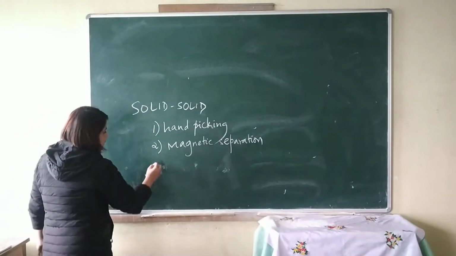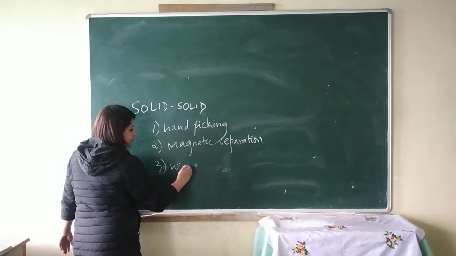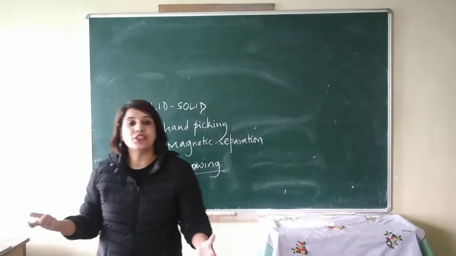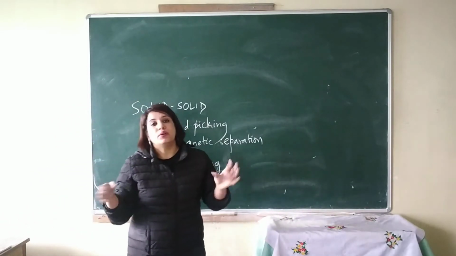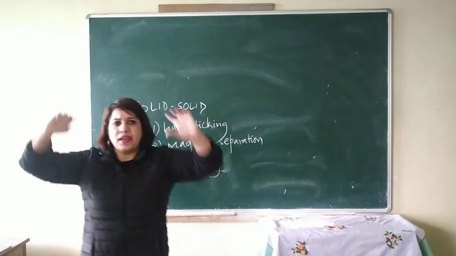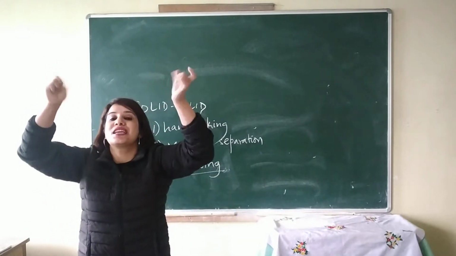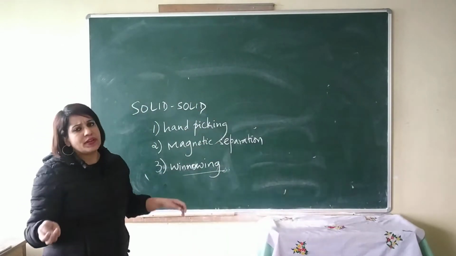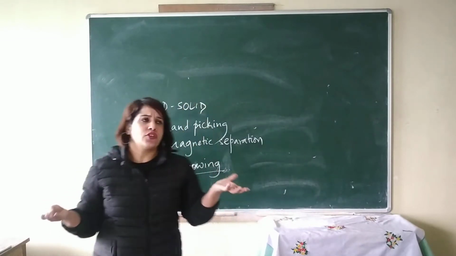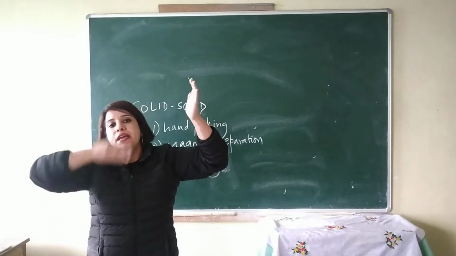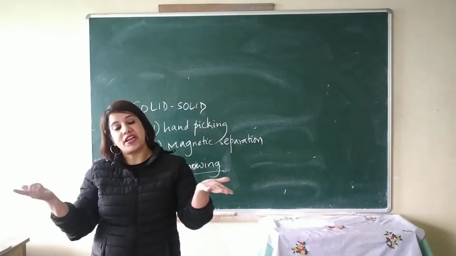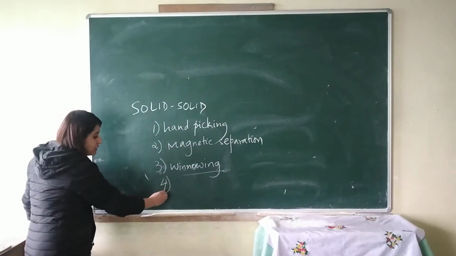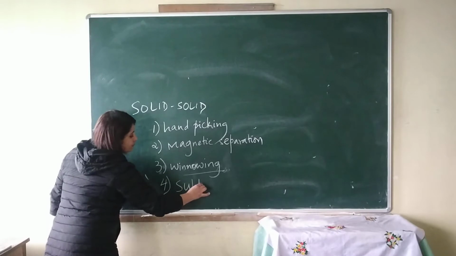Then the next one is winnowing. You all must have learned this in geography and agriculture. After the paddy is picked up and left for drying, the farmers separate the husk and the grain by winnowing. This method is used for separating lighter and heavier solid particles. All the lighter husk is blown away by the wind, and the grain particles, which are heavier, are left behind. Now the one which we are going to discuss is sublimation.